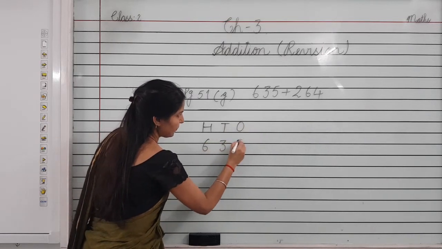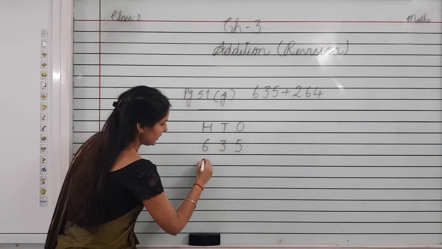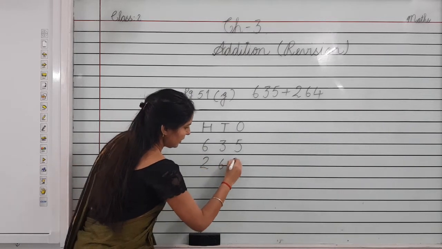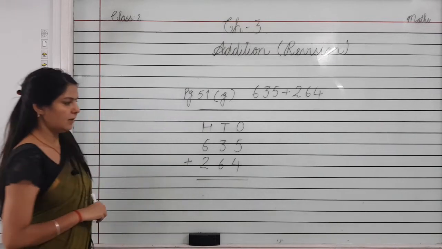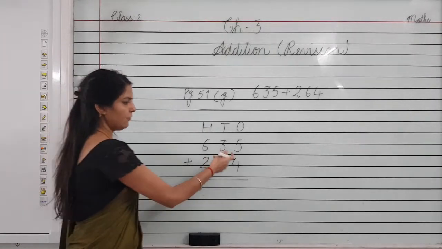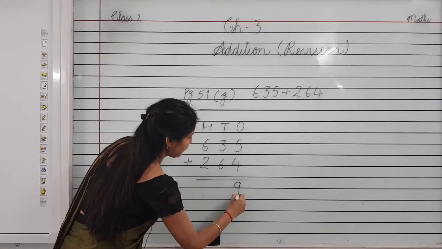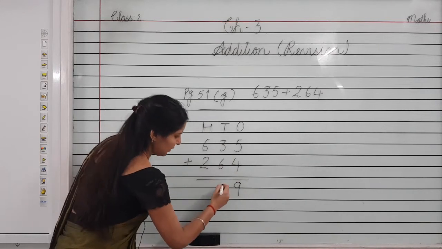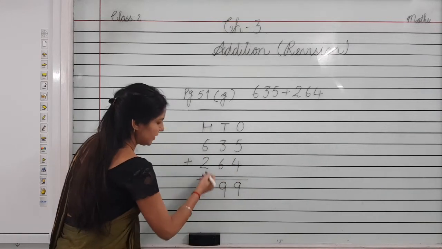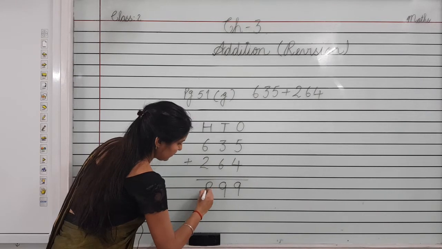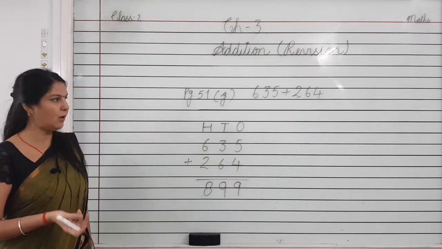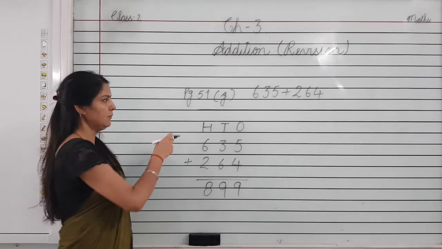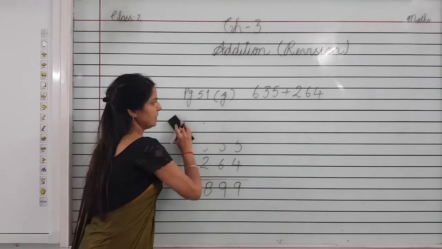We will arrange these numbers in columns in HTO pattern like 635 and 264. And don't forget to put the sign of addition in front of this. Now we will add these numbers. 5 plus 4 will be 9, 6 plus 3 will be 9 and 6 plus 2 will be 8. The sum of these numbers is 899. I hope you have understood how you will solve the sum. Now come to the next topic.